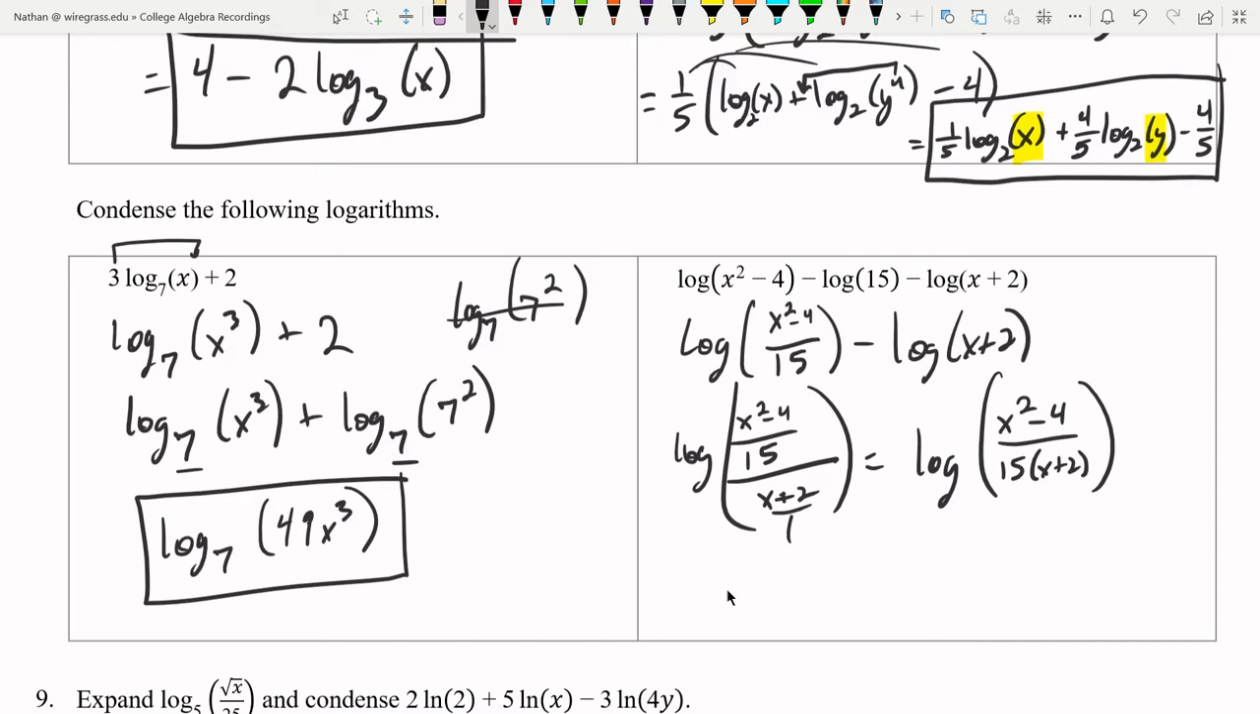I can actually factor the numerator. That's going to give me, it's a difference of two squares. So x plus 2, x minus 2.